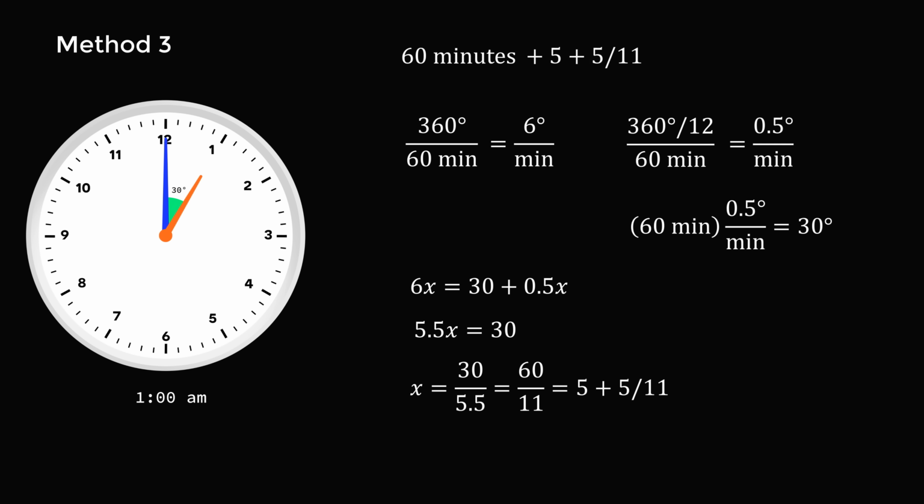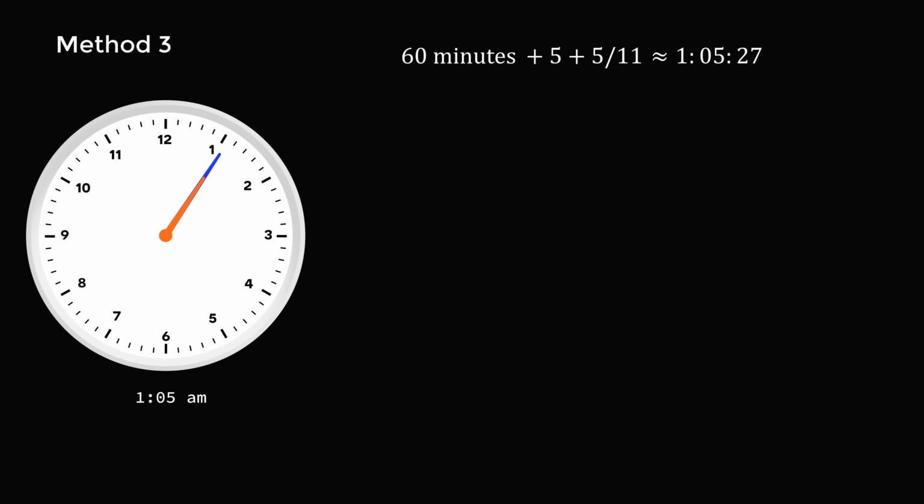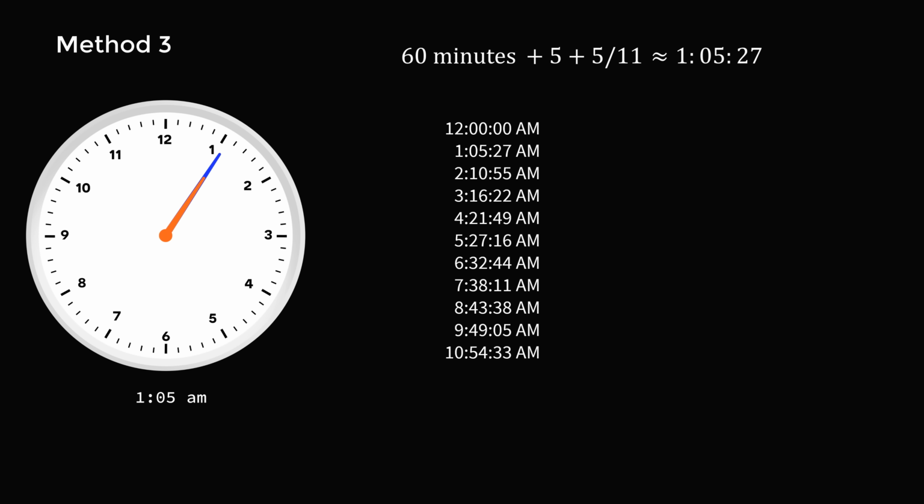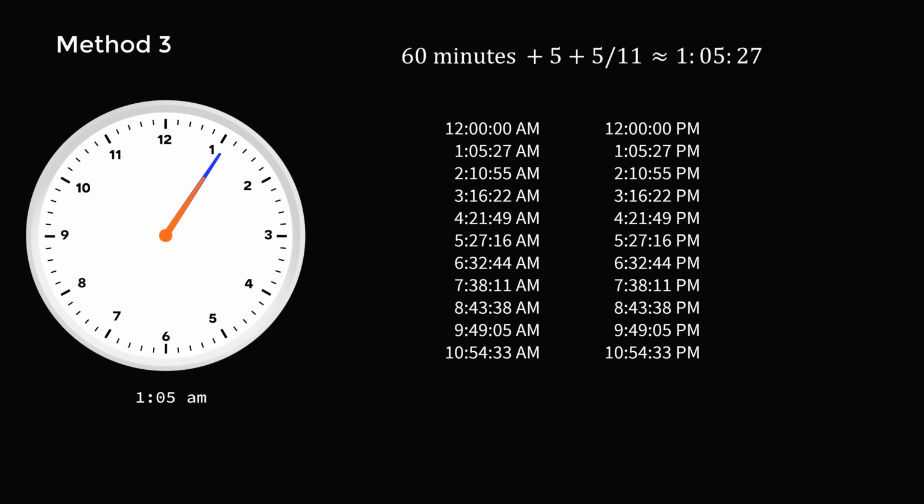We need to add that to the 60 minutes starting from 12. So this works out exactly to the answer we had before of approximately 1 hour, 5 minutes, and 27 seconds. So we can now calculate all of the times. We start at 12 midnight and we just keep adding this interval, and we're going to get all of the times that the hands overlap, and this is going to be 22 times in a day.